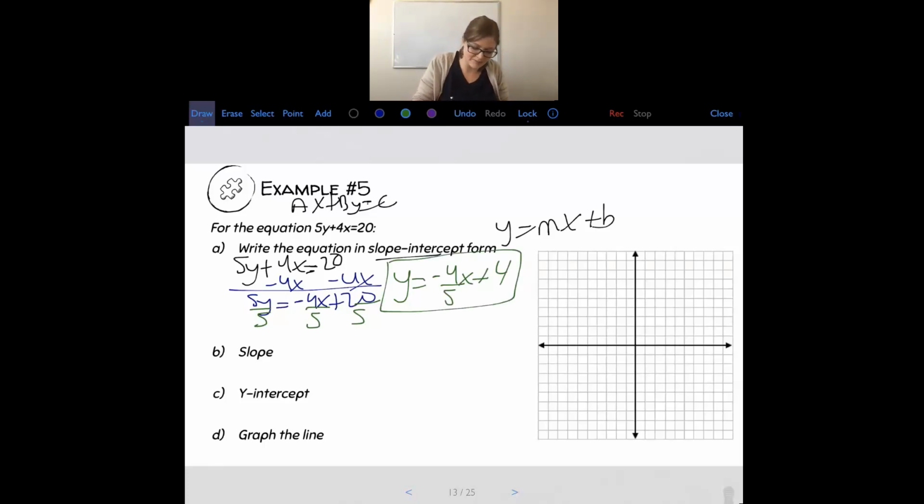The slope is the number in front of x, so -4/5. The y-intercept is the plus b, or 0, 4. And then to graph the line, we start at 0, 4. And then we use the slope to get the next point. So we go down 4, 1, 2, 3, 4, to the right 5. Okay, and the slope is negative, so we should expect for this line to go down.